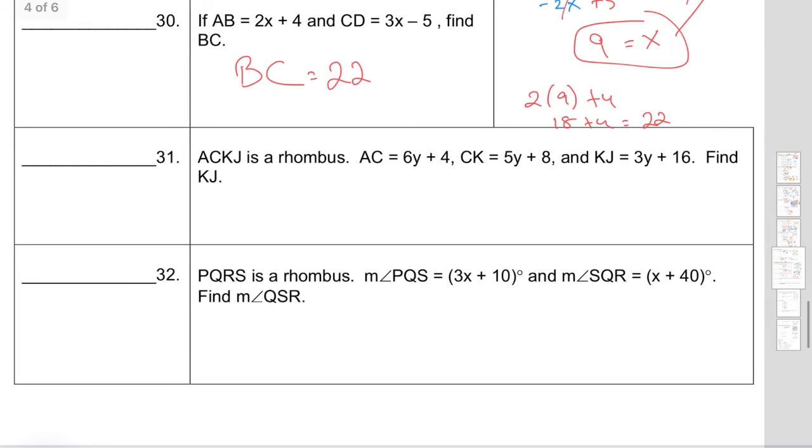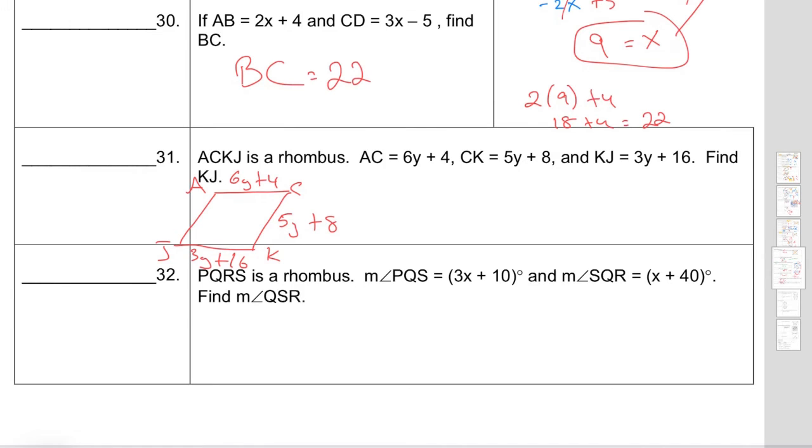Moving on. So it says ACKJ is a rhombus. So I'm going to draw myself a beautiful rhombus, label it ACKJ. And it says AC is 6y plus 4. CK is 5y plus 8. KJ is 3y plus 16. Find KJ.